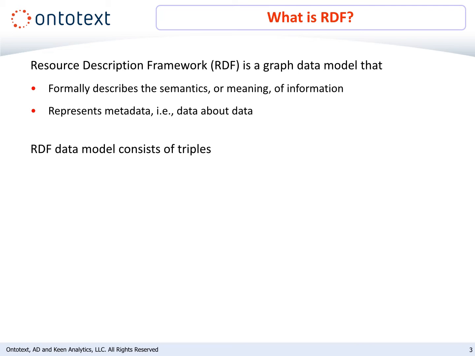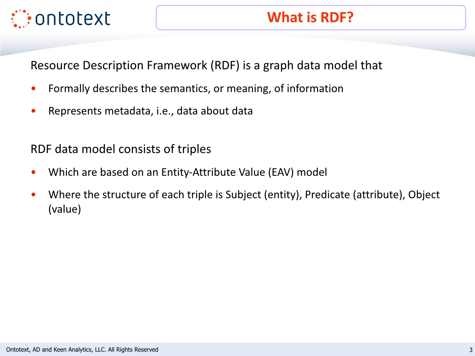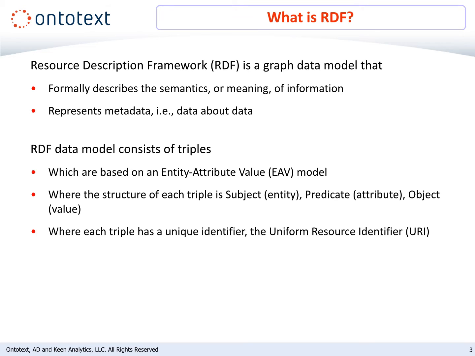RDF consists of triples. These triples are based on an entity attribute value or EAV model, in which the subject is the entity, the predicate is the attribute, and the object is the value. Each triple has a unique identifier known as the Uniform Resource Identifier, or URI. URIs look like web page addresses. The parts of a triple, the subject, predicate, and object, represent links in a graph.